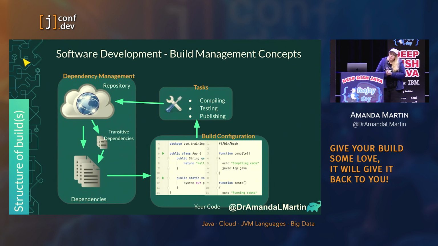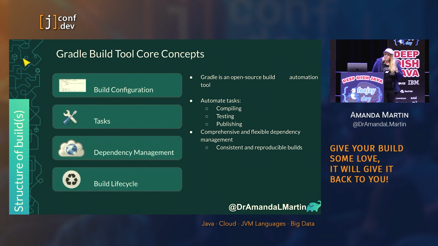So in our speak, we have dependency management, which is essentially accessing the repositories and pulling in the dependencies and the transitive dependencies. And then we have the tasks, which compile, test, and publish your code. Remember, those are the core features. Everything else is kind of an add-on and extra. And then the script is your code, your build configuration, how you want to define things. So the core concept is we have a build configuration that uses tasks, so we can help manage dependencies.